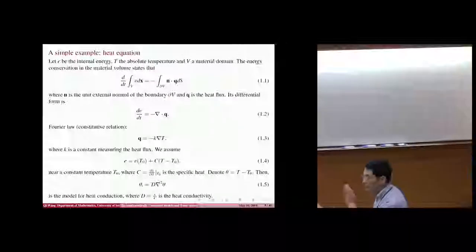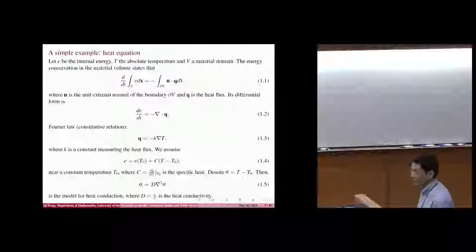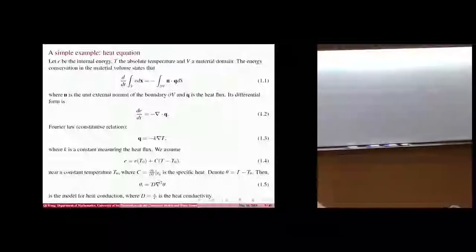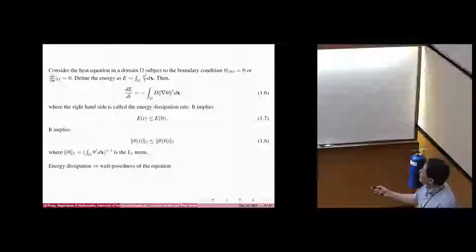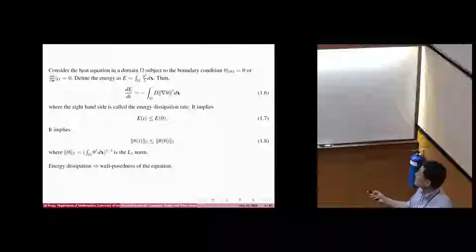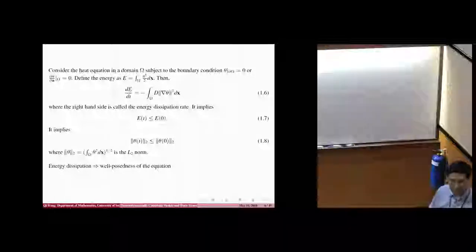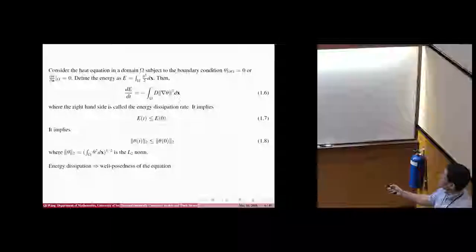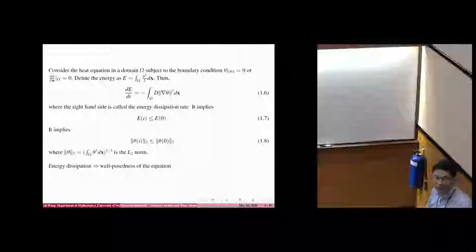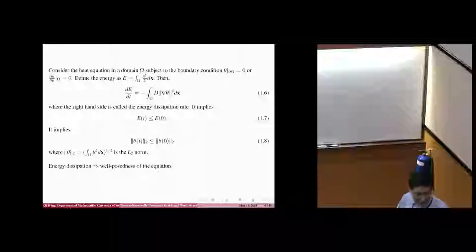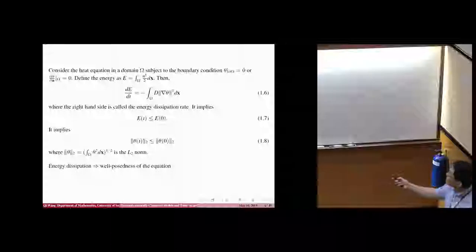Now, this is the way people derive it from thermodynamics. Okay, you can derive it in other ways. All right, so now let's look at the structure. The structure is pretty simple. We define this quantity, which we call energy. Okay. And then we differentiate this energy with respect to time, assuming the boundary condition is either Dirichlet or Neumann equal to zero. And then we end up with this formula.